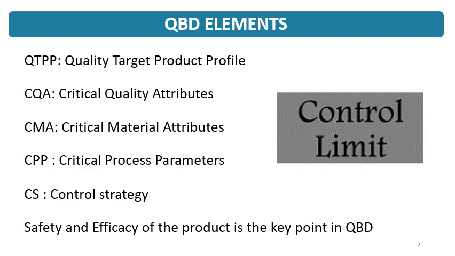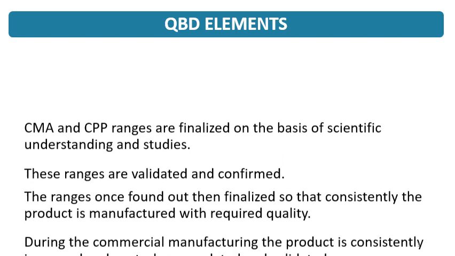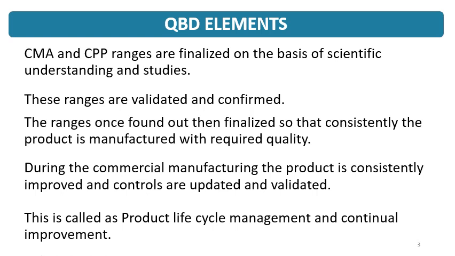Then we will see the requirement for the QBD elements. CMA and CPP ranges are required. If you want to have a control strategy, at that time you should have the CMA and CPP ranges. These ranges are finalized on the basis of scientific understanding and studies.